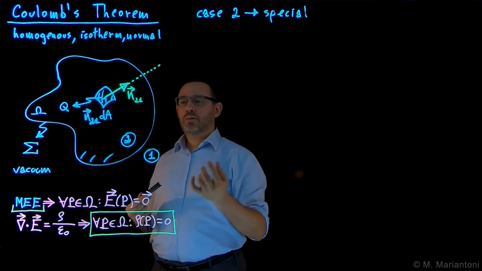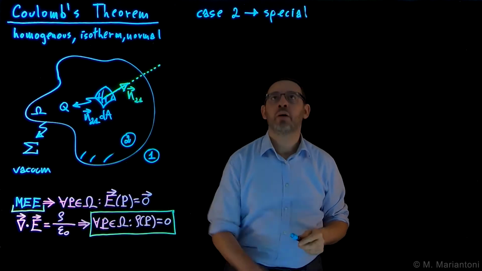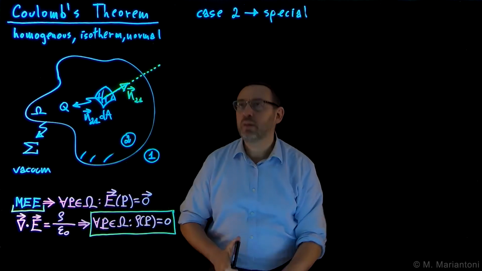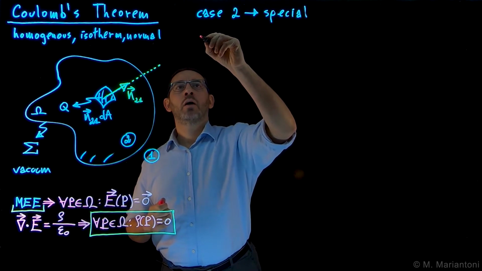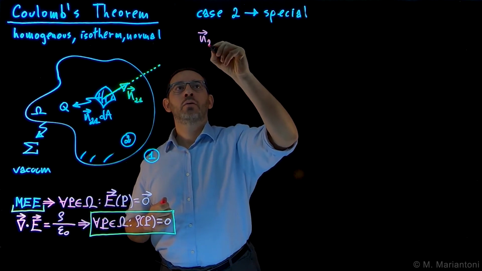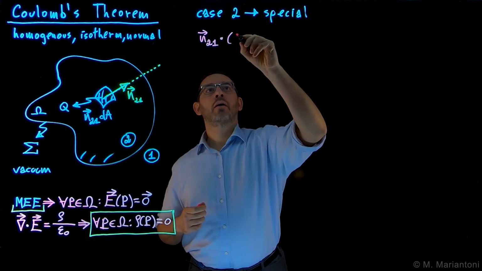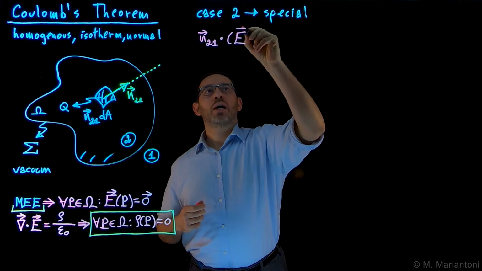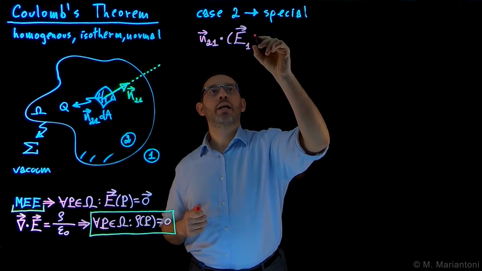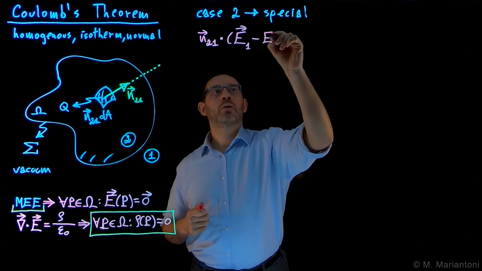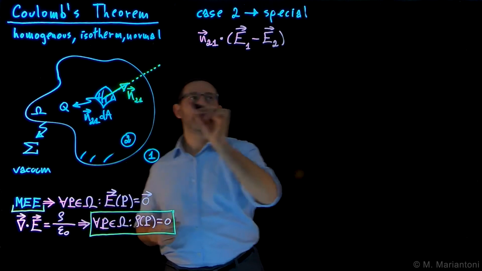So we will have an electrostatic field E2 inside, E1 outside. So let us write down this case then. So here we can write down n21 dotted with, so we are projecting E, which was E1 minus E2. We are projecting along n21.